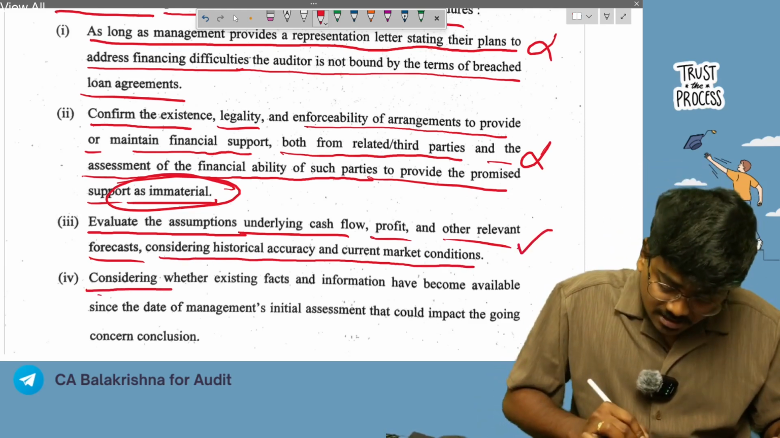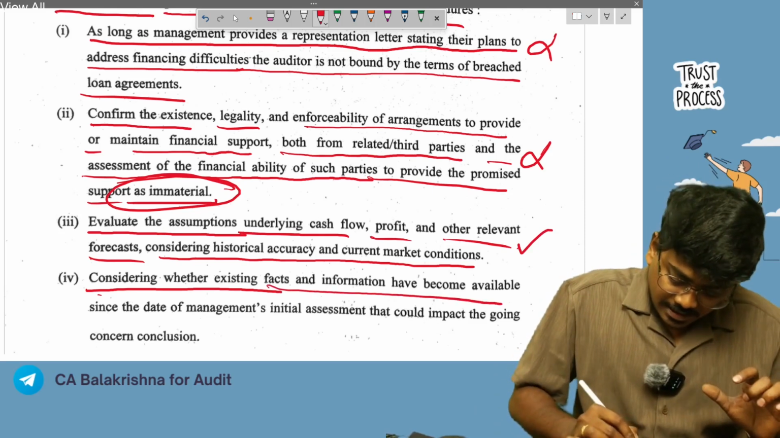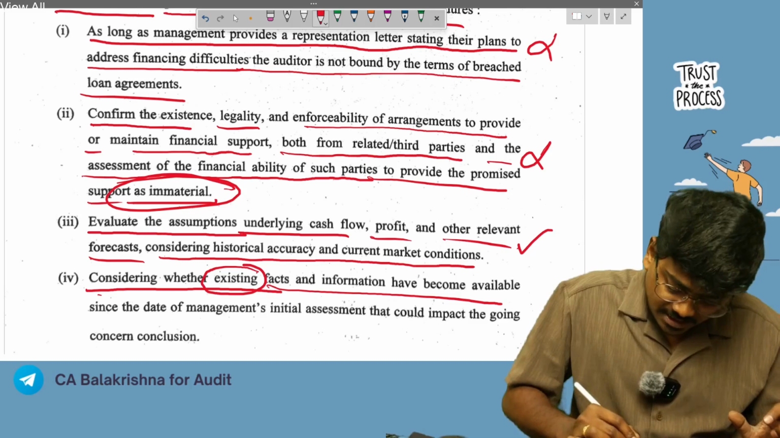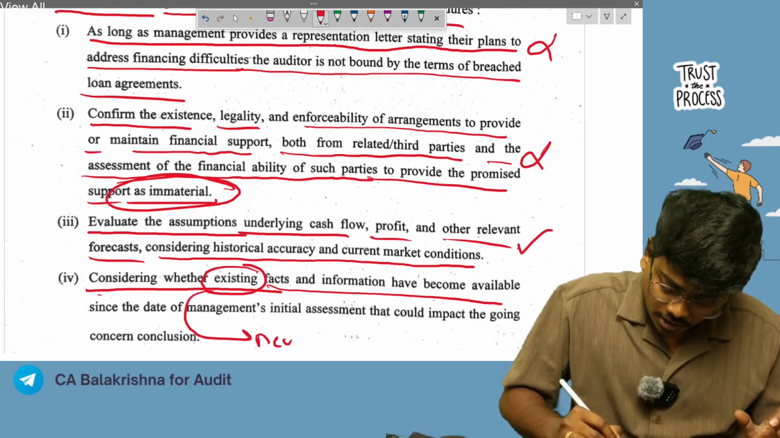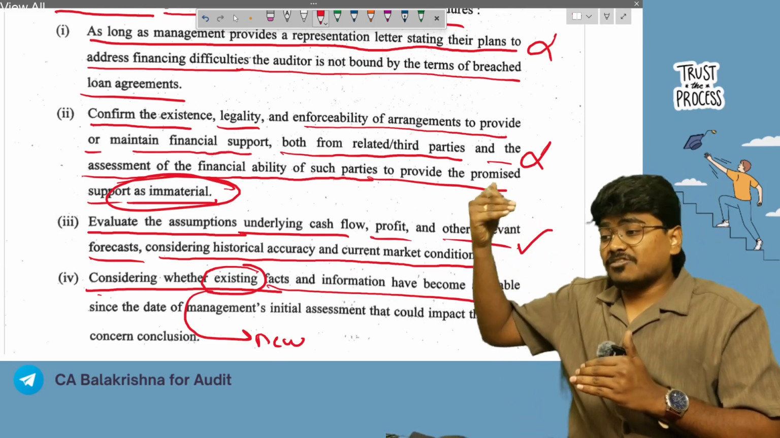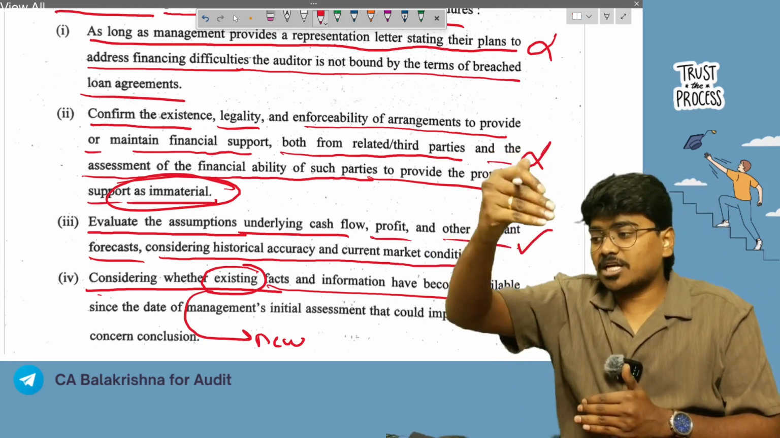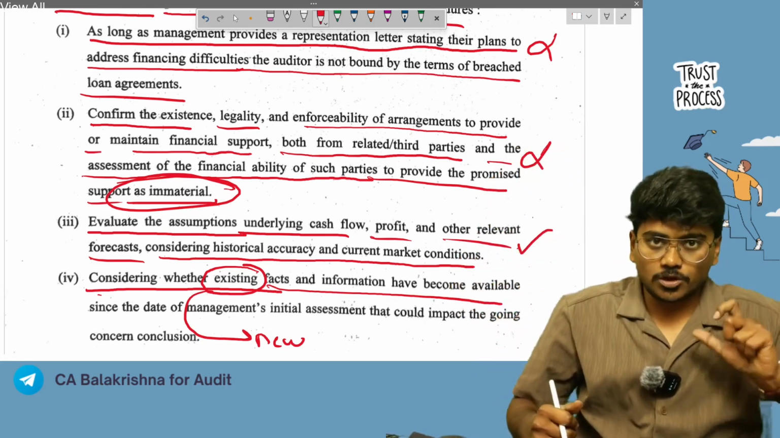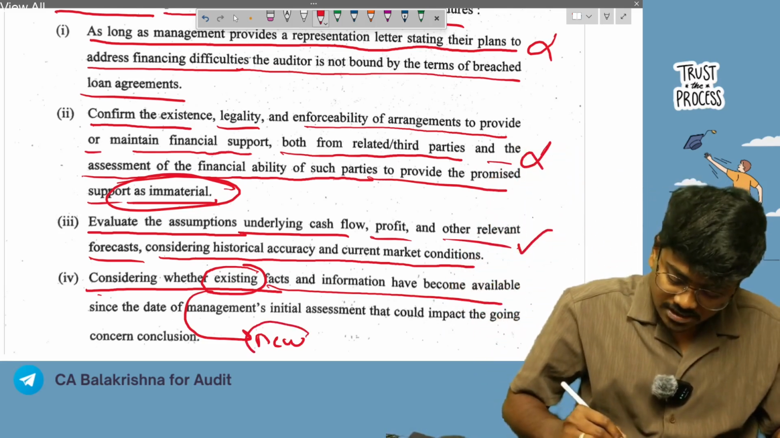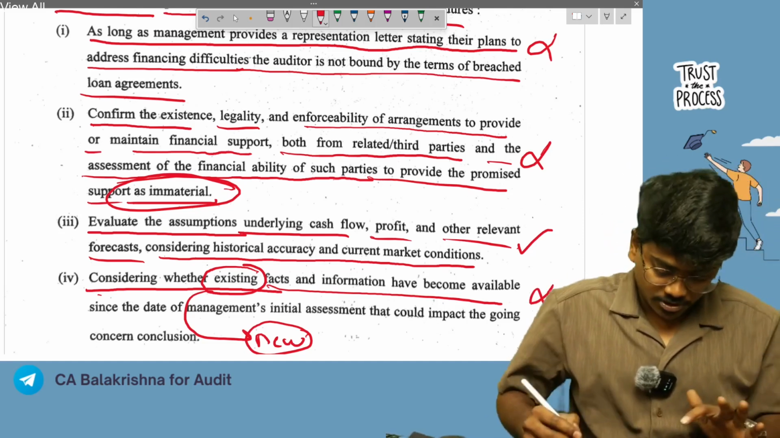Next, considering whether existing facts and information have become available. See, here it should be new facts and information, not the existing facts. The auditor needs to consider whether new facts and information have become available since the date of management's initial assessment that could impact the going concern conclusion. So they should have used the term new facts and information. So this is also a wrong procedure.